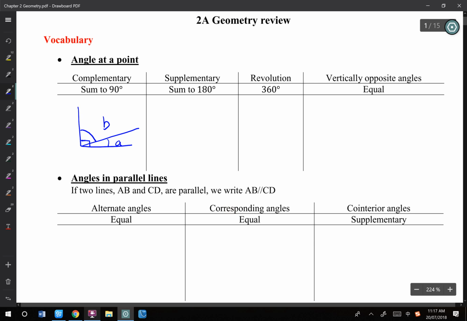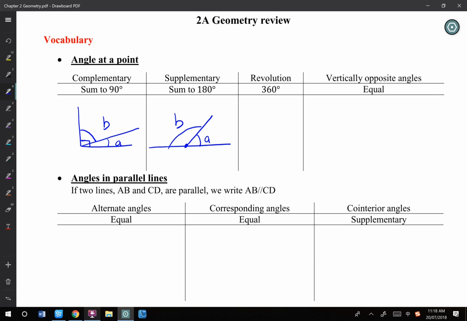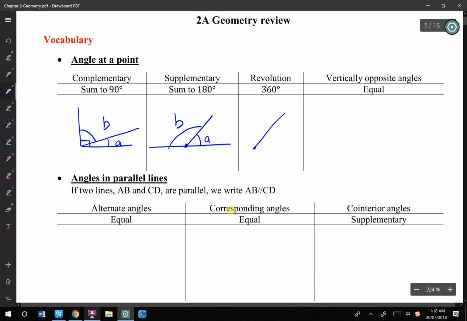They are complementary angles. For supplementary angles, I can have angle A here and angle B here. Those two angles are supplementary angles when they add up to 180 degrees. A revolution is an angle of 360 degrees. That angle is 360 degrees.